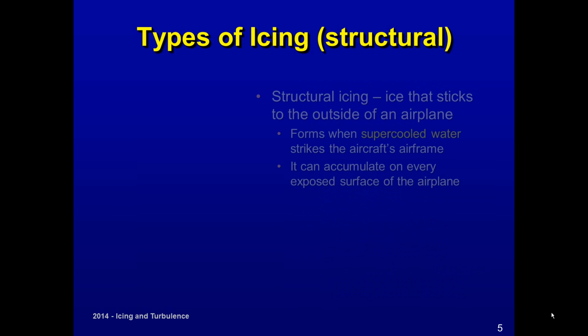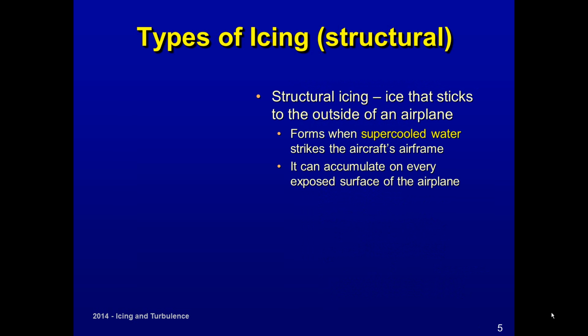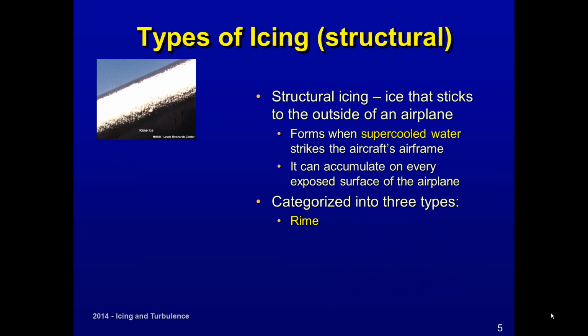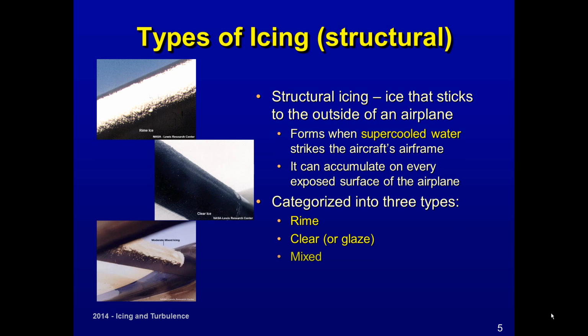So what are the different types of icing? Well, we're referring to structural icing, that is, ice that sticks to the outside of an airplane. This forms when supercooled water strikes the aircraft, and it can accumulate on every exposed surface. It's categorized into three types: rime, clear, and mixed.